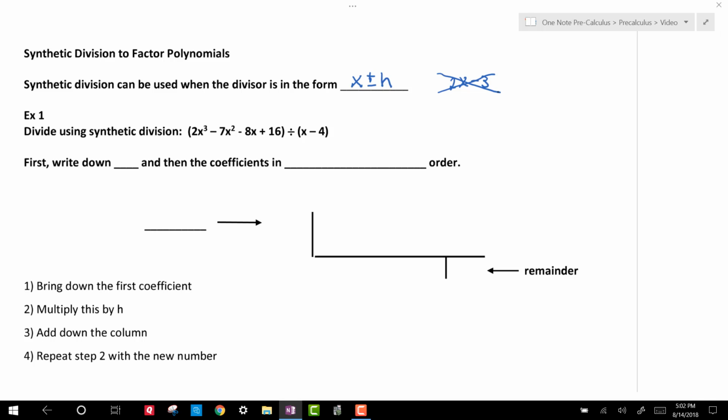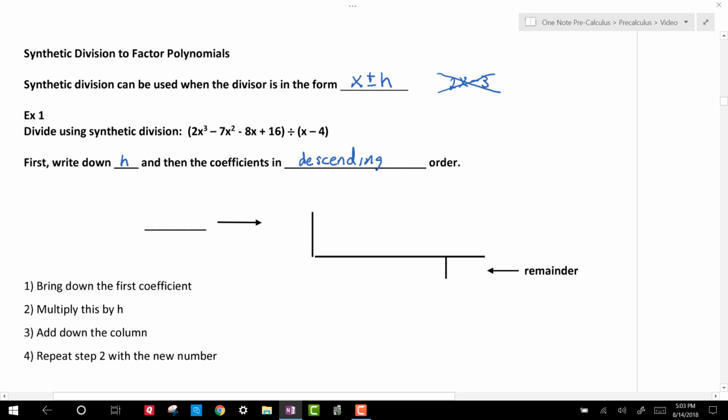So when we divide using synthetic division, the first thing we're going to do is write down the value of h, and then the coefficients of the polynomial itself, and these always go in descending order. Just like yesterday when we did x cubed and x squared and x, and then the constant term, and in the warm-up today, same thing.